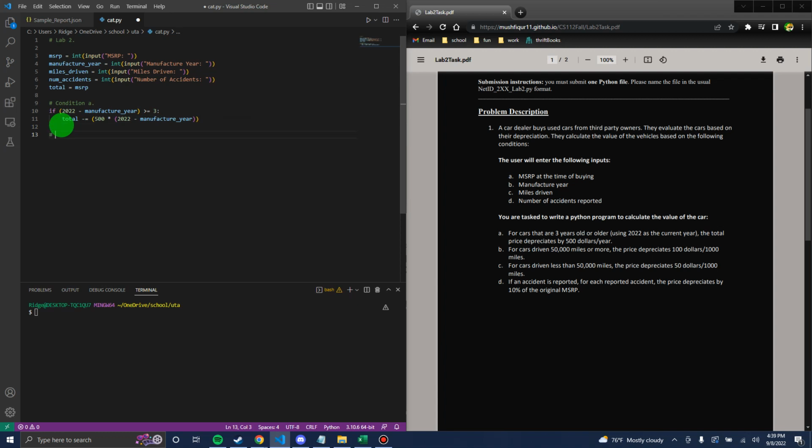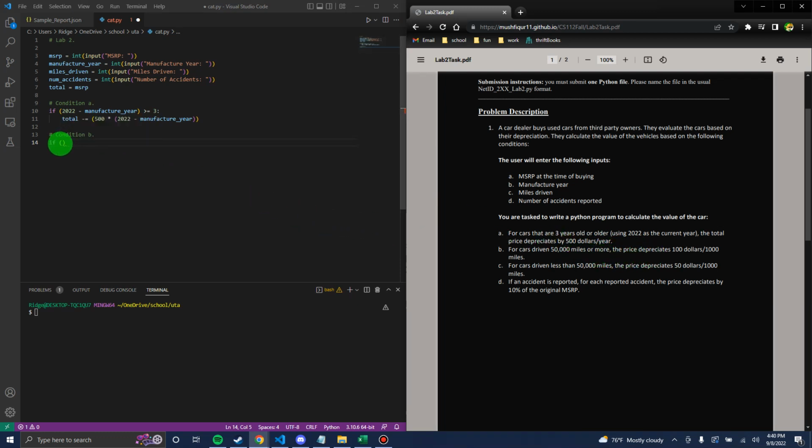Now we're moving on to condition B. B and C kind of go hand in hand. You can use an if elif here, but there's really no need to. You can simply keep using ifs, and I'm going to continue using ifs as well. Now we need to check condition B, if a car has been driven 50,000 miles or more. This is inclusive because it says or more. The price depreciates by $100 per 1,000 miles.